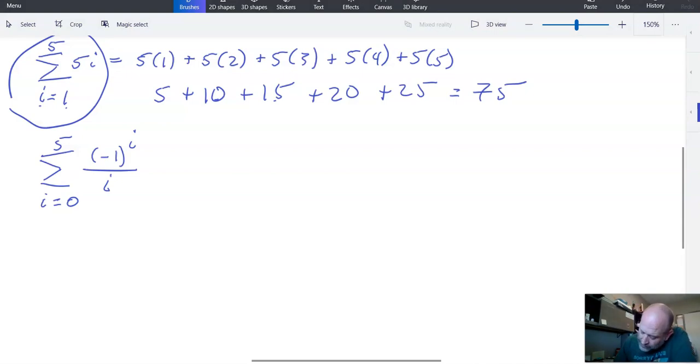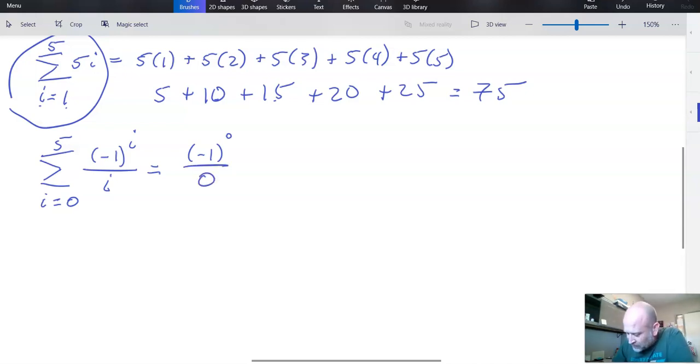All right, so let's see what we got here. So first off, I starts at 0 this time. It doesn't start at 1. So that means the first term is going to have 0 put in for I, which means that I have -1 to the 0. Oh, well, that's a problem right there. That was stupid of me.